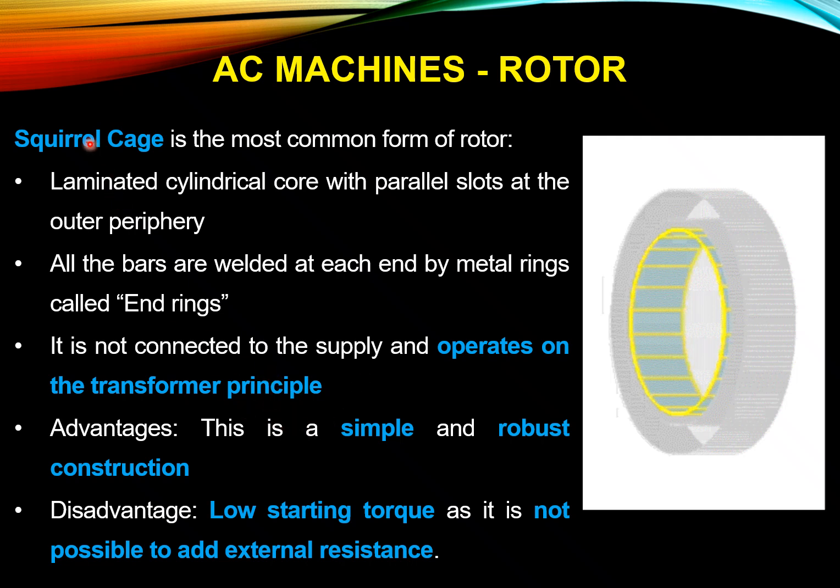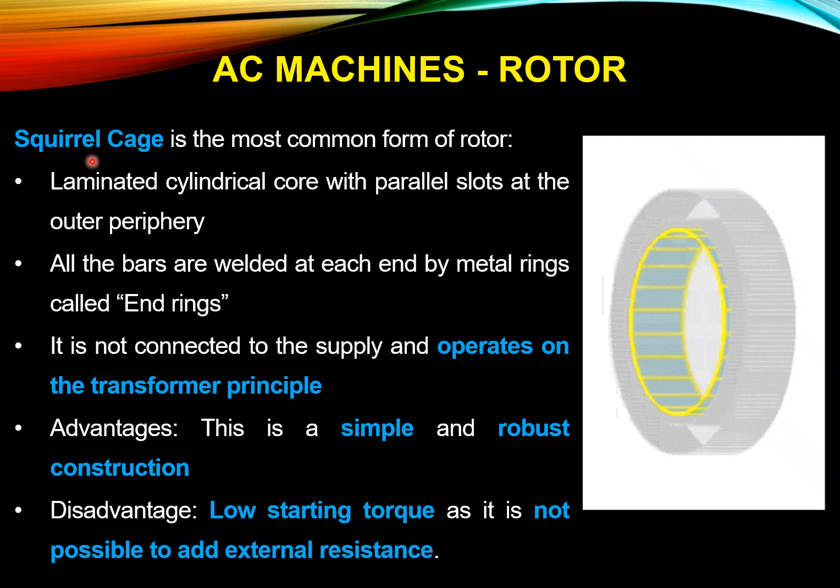So the squirrel cage, what is the advantage? It is a simple construction and also a robust construction, meaning it can be used for various applications. But it carries a disadvantage, which is a low starting torque. So we need to have a starting torque in order to start the motor.